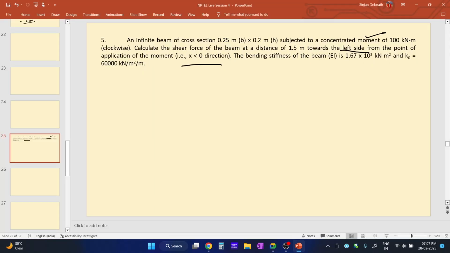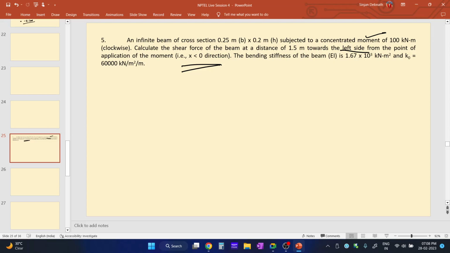X less than 0 means it is towards the left side. X is equal to 0 means at the load application point or the moment application point, and x less than 0 means to the left side. If x is greater than 0, it is towards the right side. Only the sign conventions will be different, but the equations will be the same. Only the values that we get after solving the equations will be negative or positive based upon the direction. You are advised to go through the lectures to understand the sign conventions very clearly.